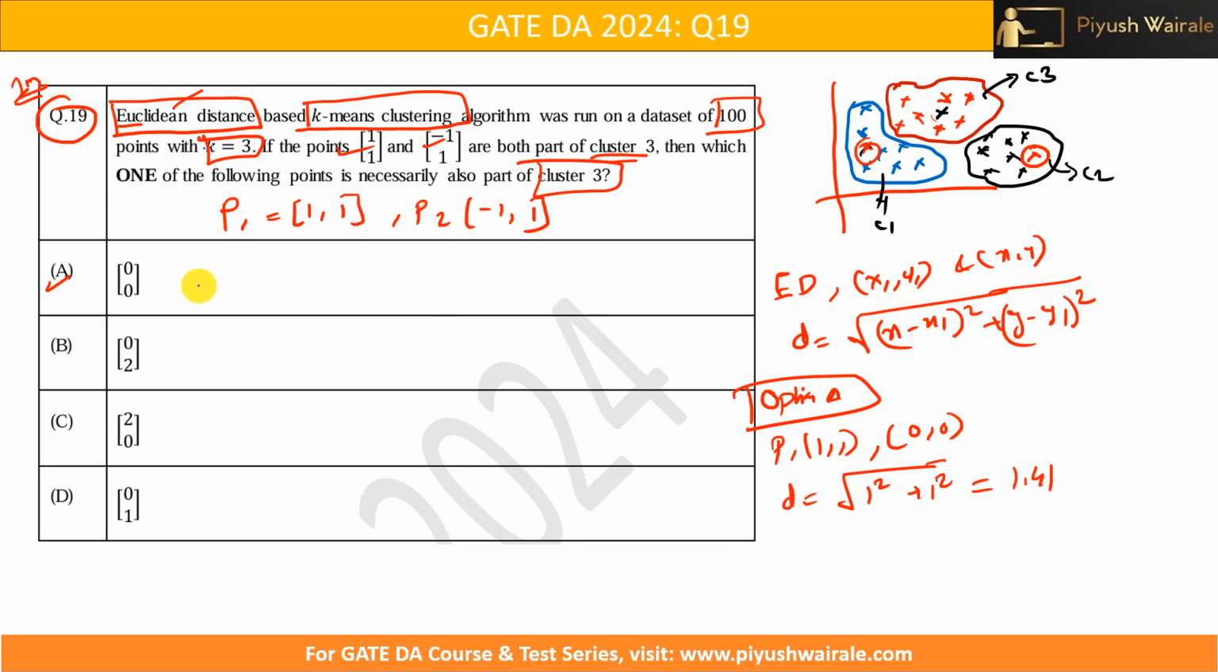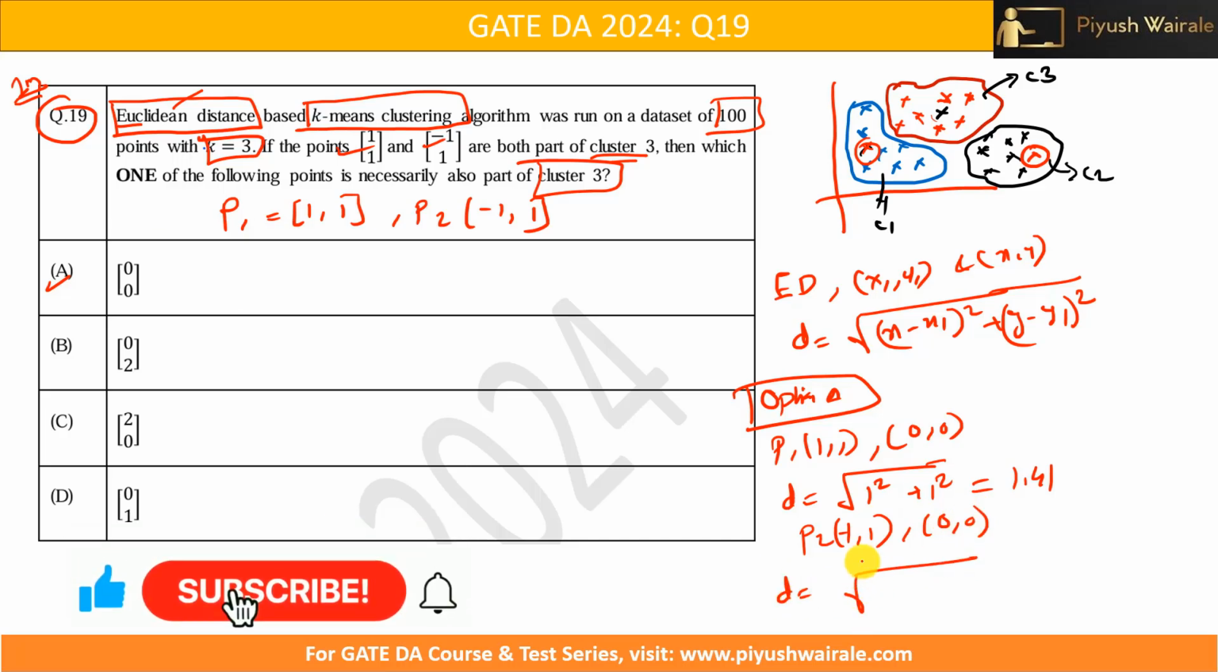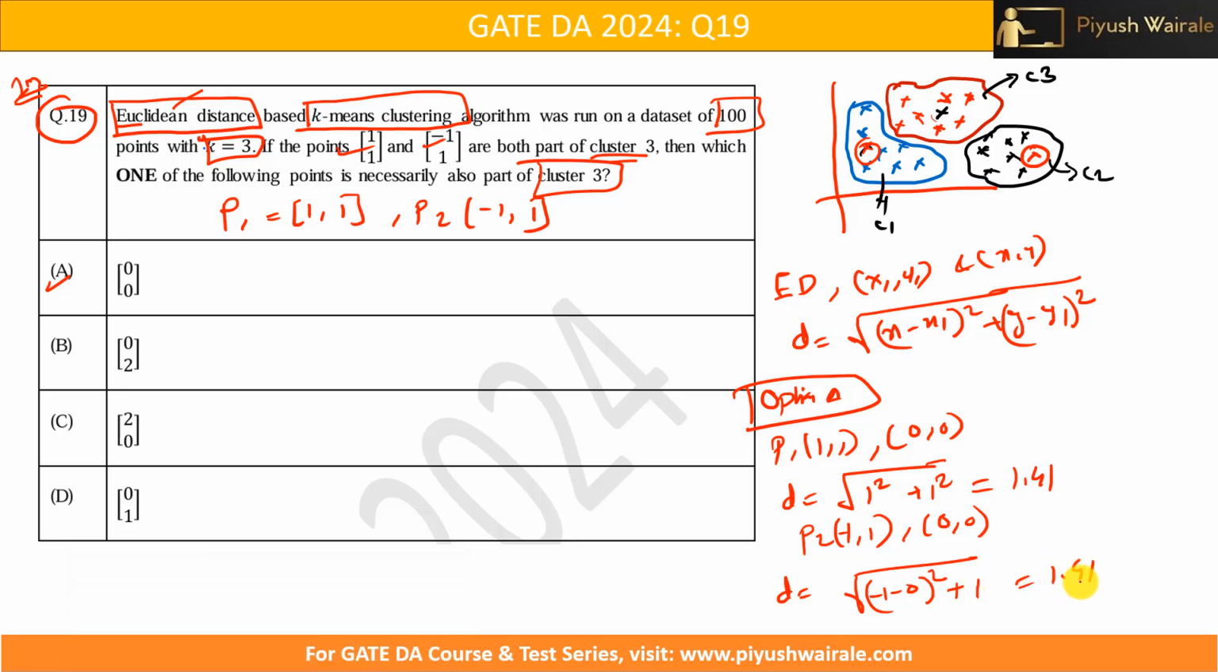Again, this point and this particular point. Now the distance from P2, which is (-1,1), to (0,0). Again the distance is: (-1 minus 0) whole square, so 1 square, plus (1 minus 0) square, that is 1 only. So again 1.41. So the distance between this point and this point is 1.41. We have 1.41, 1.41 for P1 and P2. We calculated the distance. Now what about option number B?